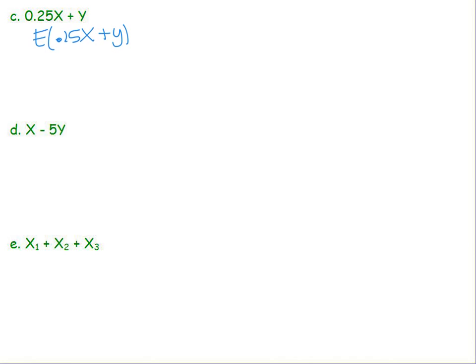So we're going to break this one down the way we did the last one. Let's pretend that the y is not there. If it's just 0.25x, then that would be equation 3. And equation 3 says that it will be 0.25 times the expected value of x. Now let's pretend the 0.25 isn't there. If it's just x plus y, then that's equation 5. And that says we add the 2 expected values. So we're just mixing the 2 concepts.